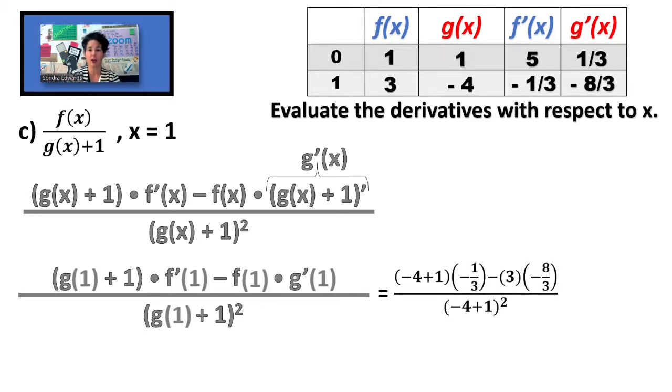We have a little bit of simplifying to do. For example, negative 4 plus 1 is negative 3. Negative 3 times negative a third would be positive 1. Negative 3 multiplied by negative 8 over 3 would be plus 8. And then in the denominator, we have negative 4 plus 1, which is negative 3 squared, which is 9. So keep on simplifying, and we get the answer 1.